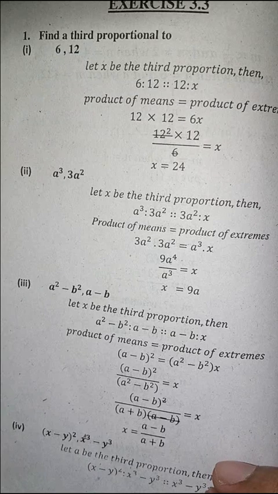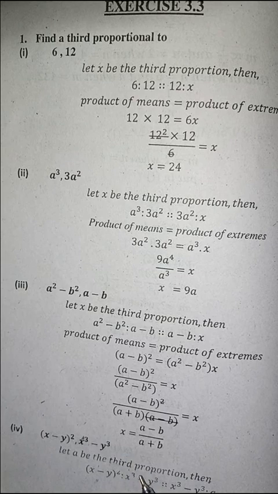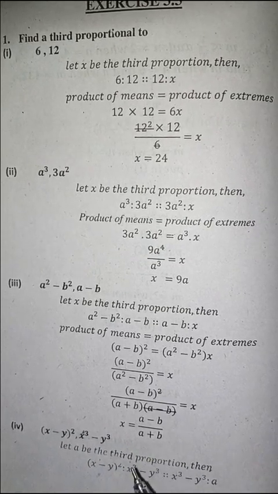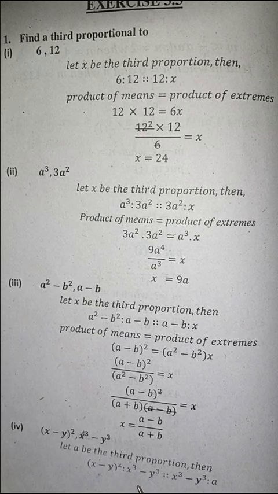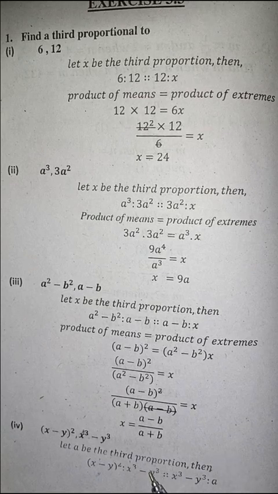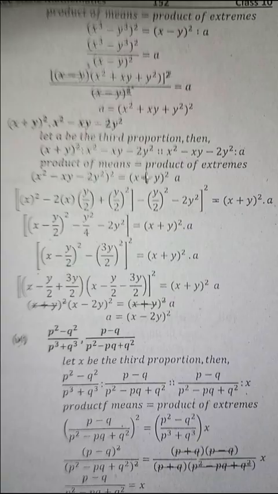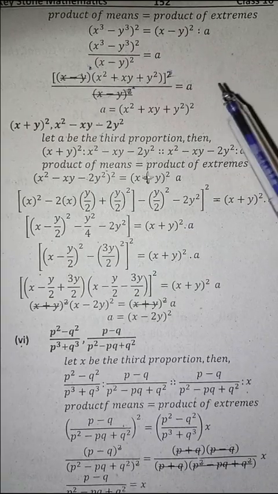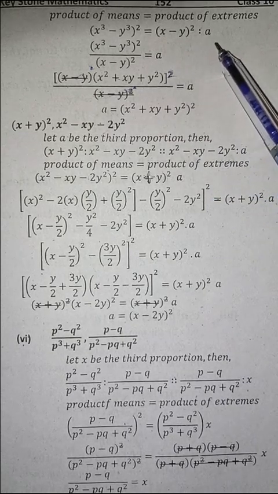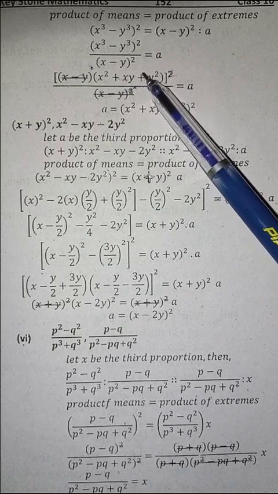So fourth part is x minus y square, x cube and x cube minus y cube. Let x be the third proportion. So x minus y square ratio x cube minus y cube proportion x cube minus y cube ratio a. Again, product of means is equal to product of extremes. So we get x cube minus y cube whole square is equal to x minus y square into a. So a is equal to x cube minus y cube square over x minus y square.